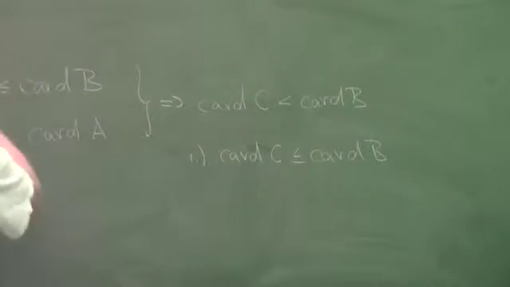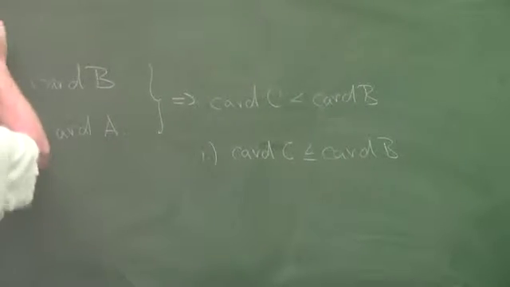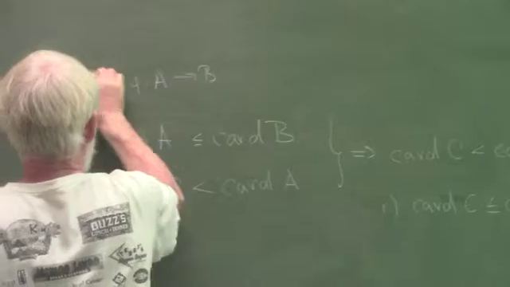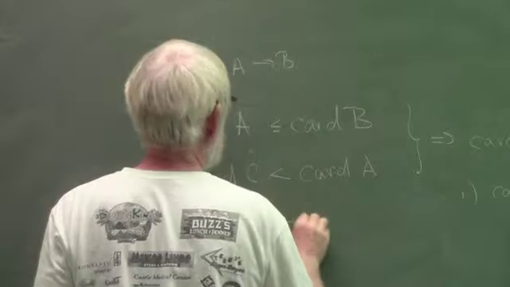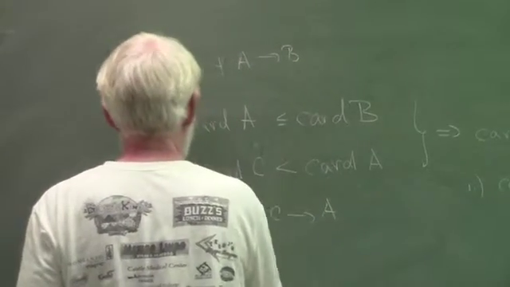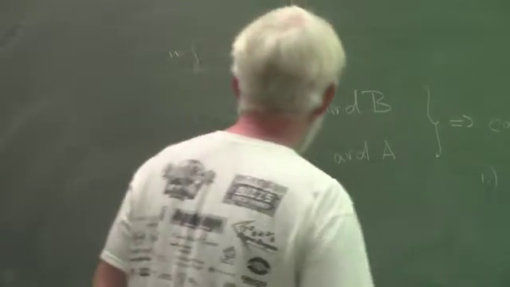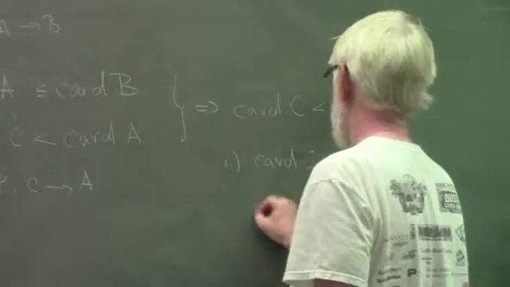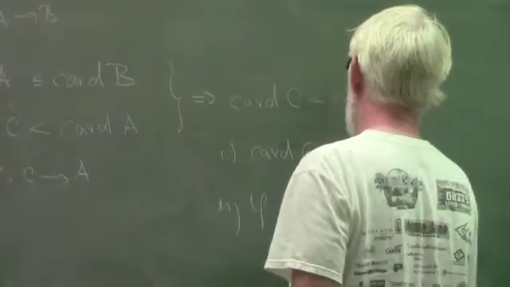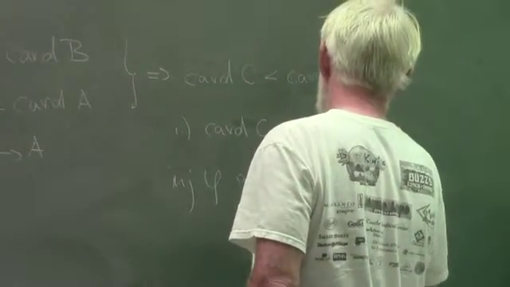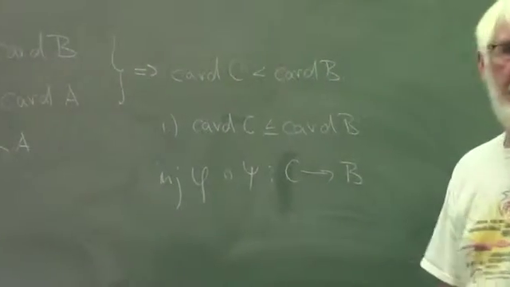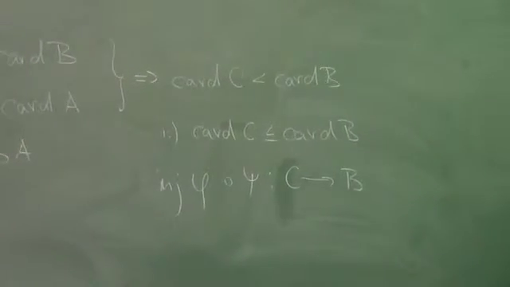So this one means we have phi from A to B, which is injective. And this means we have psi from C to A, that's injective. So first psi, then phi is injective from C to B. That gives you this one, and that's just based on the rule that the composition of injective maps is injective.